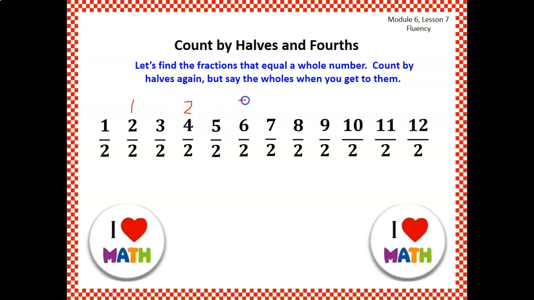So 6 halves would be 3. 7 halves would be 3 1/2. So 8 halves would be 4. 9 halves would be 4 1/2. So 10 halves would be 5. 11 halves would be 5 1/2. So 12 halves would be 6. There are 2 halves in every whole. 2 halves to make the whole, 2 halves to make the whole.